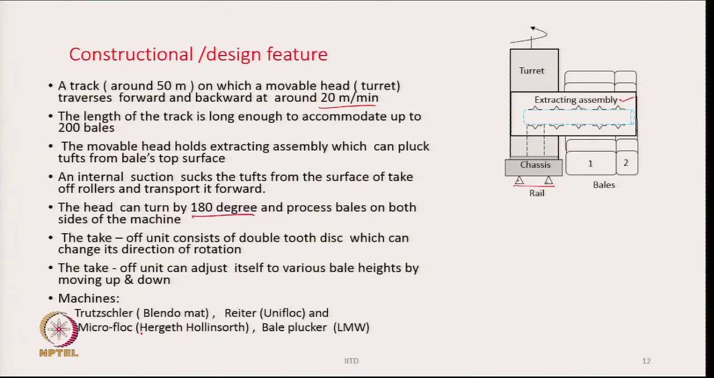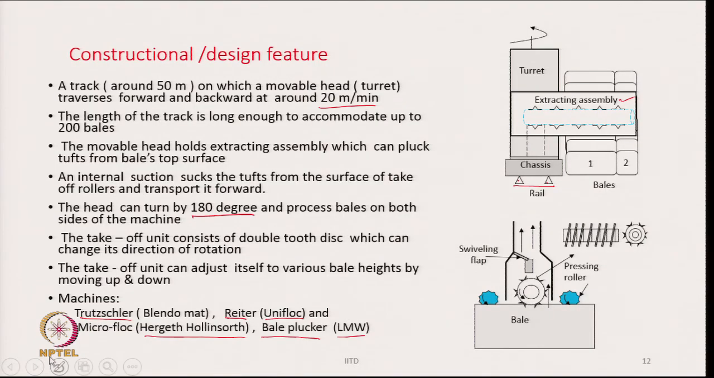The various machines are made by companies such as Trützschler, Rieter, Microflock and Bale Plucker, and these are LMW, Hergeth and Hollingsworth. These are the companies which make these machines, and the basic principle of the work is similar in nature. We will now discuss the way the machine is going to work.